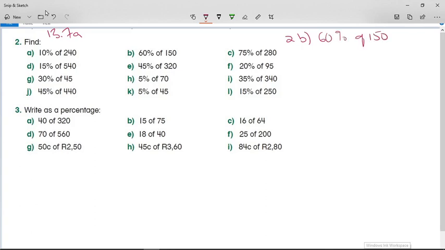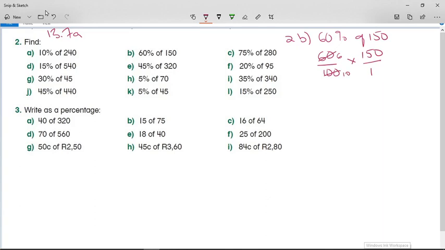So now you know that if you see 60%, it really means the fraction 60 over 100. So we write 60% as 60 over 100. And then of means multiply. So we multiply by 150 over 1. So now we can simplify this. 60 divided by 10 is 6. 100 divided by 10 is 10.